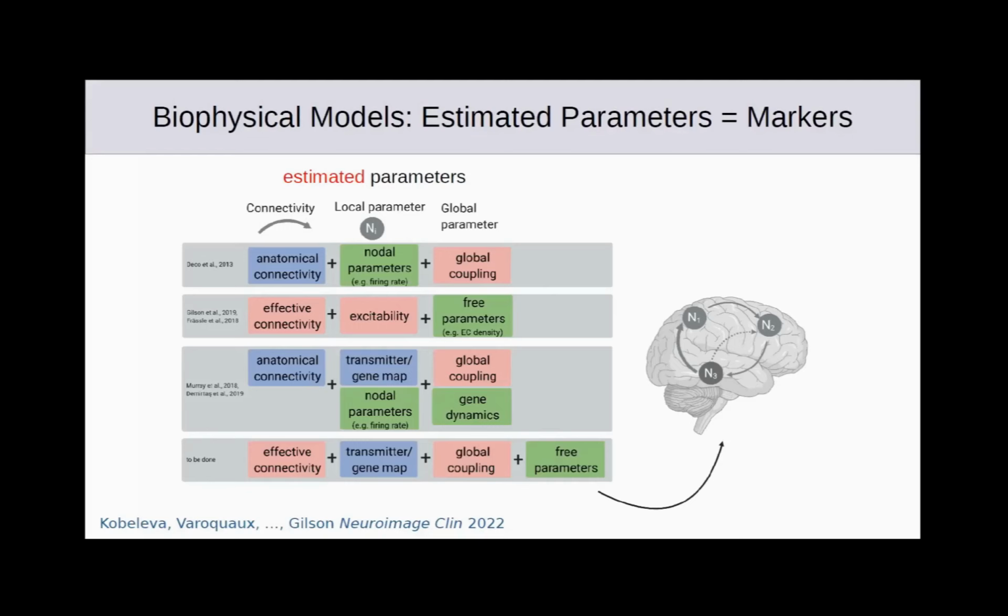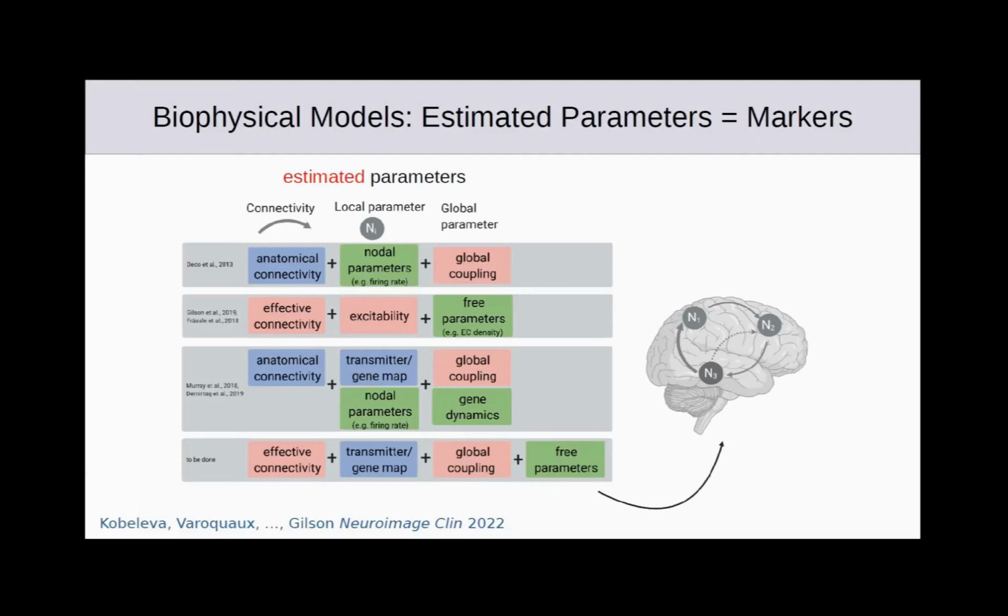So depending on the model that you're going to use, you may have just a single parameter, like the global coupling from the models of Gustavo for the dynamic mean field, for example, that you're going to estimate from the data, or 1,000 as we showed here, and also for different models, some other things. But what I mean to say here is that these parameters that you estimate are your markers of the dynamic state of the brain.